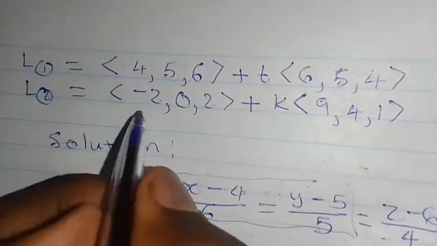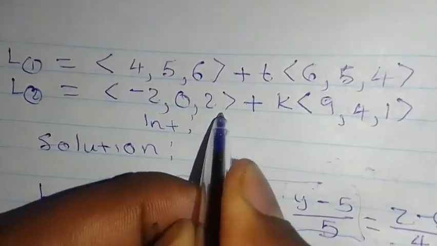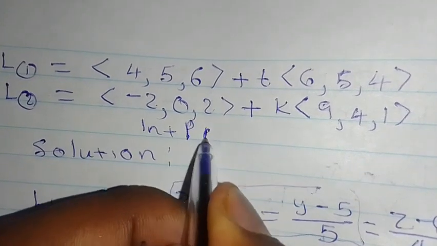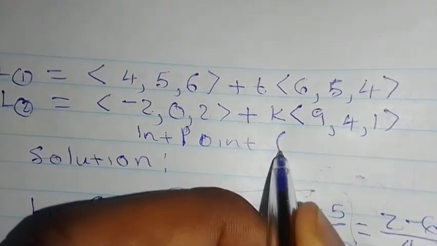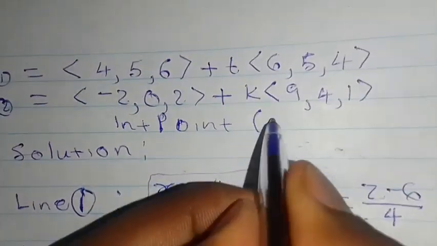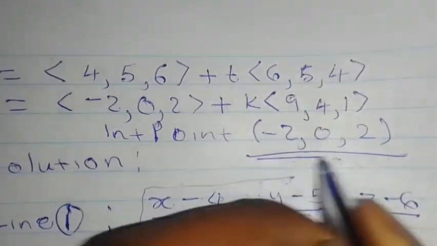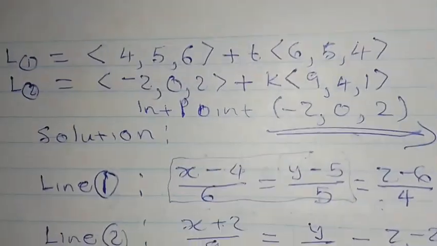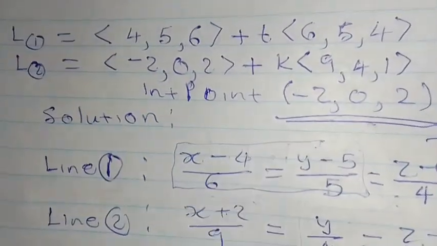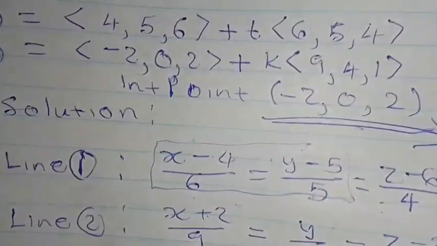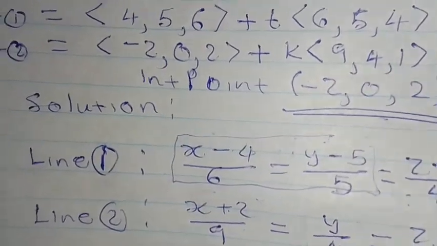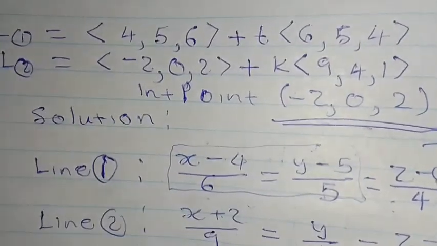So these two lines, they intersect at a point. The intersection point will be, we found x to be minus 2, and we found y to be 0, and we found z to be 2. So this is where the two lines will intersect. Hopefully you learned something from this, and you can try other problems with lines and see if you can tell the intersection from that.